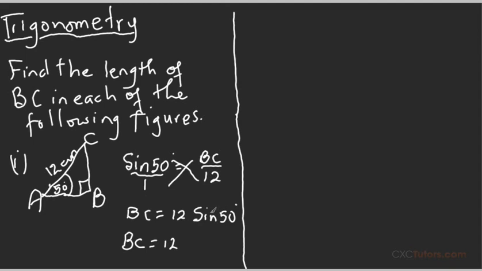By calculation, you use your calculator to check what sine 50 is. From the calculator you realize that sine 50 is 0.766, so we're going to multiply 12 by 0.766. And so therefore, to get the final result, we multiply 12 by 0.766 to give a final value of 9.192 centimeters. That is what the length of BC is. So BC is 9.192.